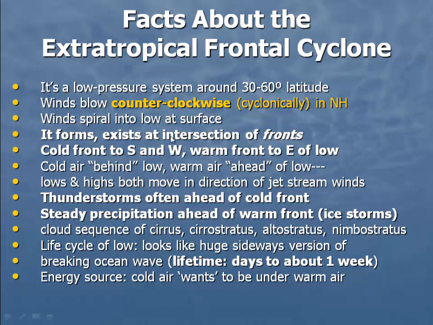Mid-latitude cyclones form at the intersection of fronts, i.e. stationary fronts. We typically have a cold front to the south and the west, warm front to the south or the east of the low. After the cold front passes, we typically have cold air behind it, warm air ahead of the low pressure system. So that's the idea of advection, which I'll show you more on in just a second. Low pressures and high pressures both move in the direction of the jet stream winds.